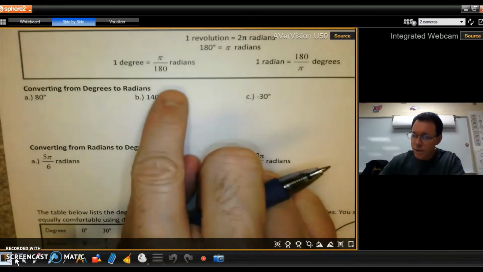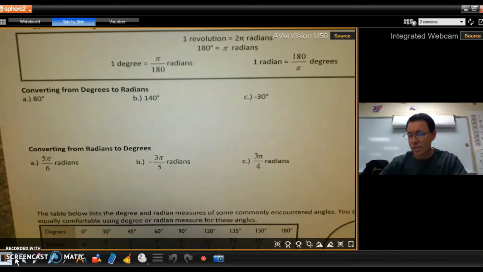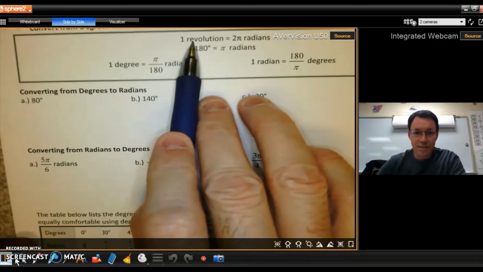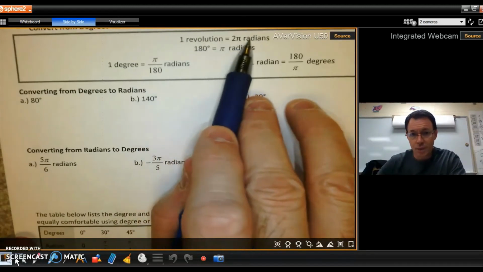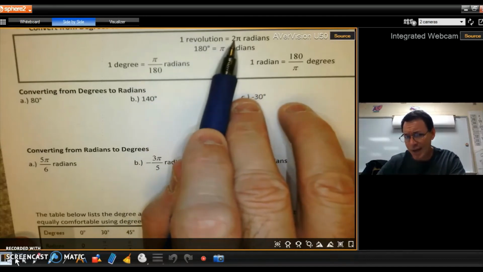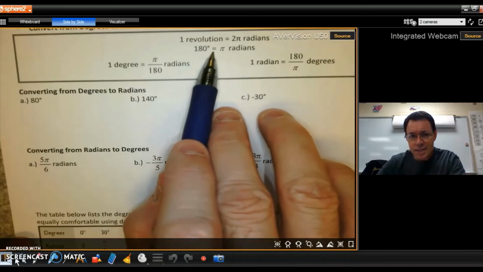So what we do is we need a common connection between the two things. Well, we know that 1 revolution, which is 360 degrees, is equal to 2 pi radians. But using 360 and 2 pi isn't the easiest way to do it. This is a very easy connection.